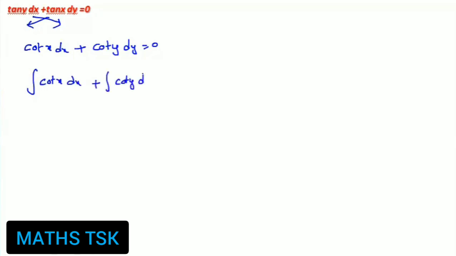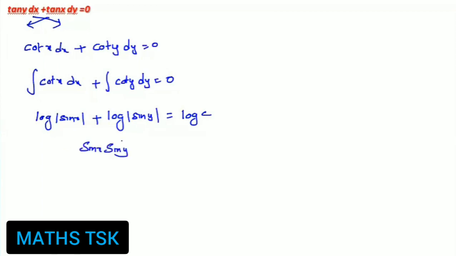Tan x dx plus tan y dx plus tan x dy is equal to 0. Tan x to this side, tan y to this side. 1 by tan x becomes cot x, so cot x dx plus cot y dy is equal to 0. I can write it like this. Now integrate. Integration of cot x dx plus integration of cot y dy is equal to 0. Integration of cot x is log of modulus of sin x, plus log of modulus of sin y is equal to, I can write it as, log c. So this becomes sin x into sin y is equal to c. So that is the answer.